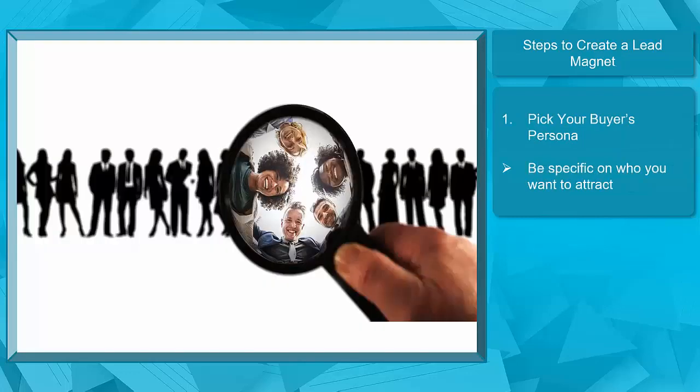Step 1 is picking your buyer's persona. First, you need to be specific to the people you want to attract. Your lead magnet must be suitable to the wants and needs of your target persona, or else they won't give attention to it.